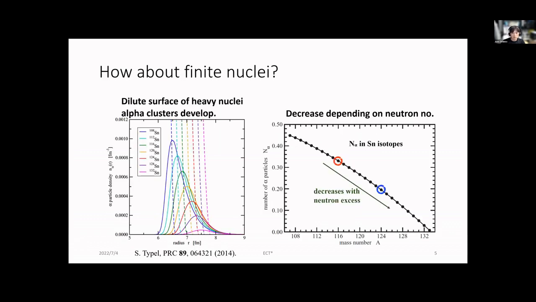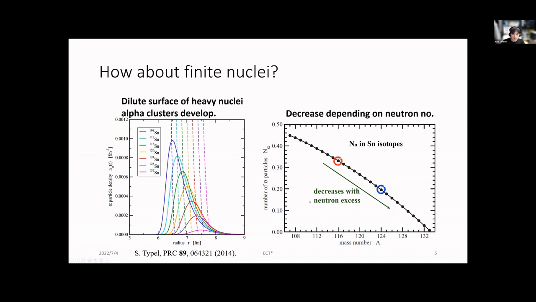Next, as experimentalists, we need to do this kind of study with some finite system. In the case of a finite system, Stefan Typel also predicts a very nice result from his mean field calculations. He says that on the dilute surface of heavy nuclei, alpha clusters develop like this, and it depends on the isotopic changes. This is the case of the tin isotopes. The dashed lines are the nucleon density itself, and the solid lines are the alpha particle density. It also shows that the alpha particle density decreases depending on the neutron number.